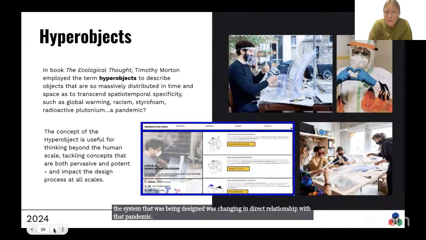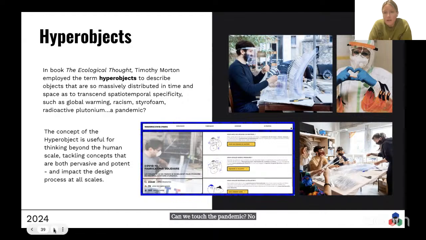Can we touch the pandemic? No. Can we quantify it? No. Can we actually understand it in a specific space or time? No. It's something that is a hyperobject, but has a direct relationship on the design of the system and the product that was created at this time.